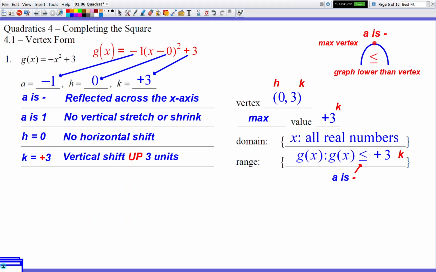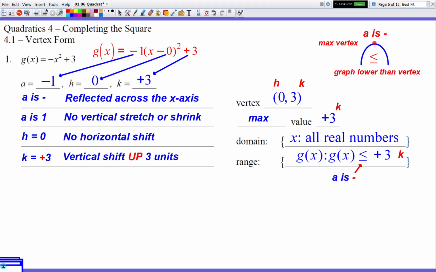Okay? All right, so make sure when you write domain and range, you have it written exactly how I have it there. Don't just ignore the x colon and write all real numbers. Don't forget to write g of x twice. So don't forget to do all that kind of stuff. I'm kind of picky with that, so be careful.